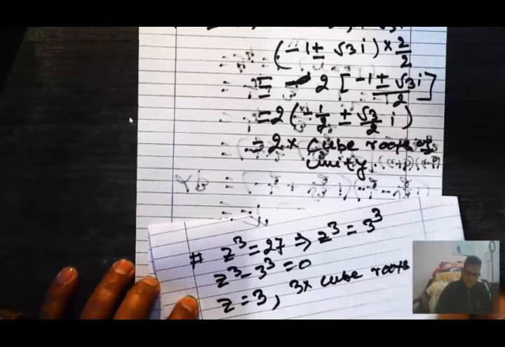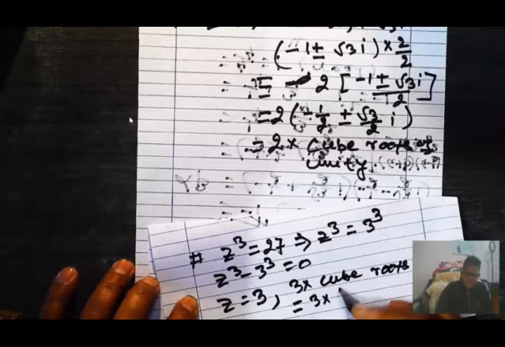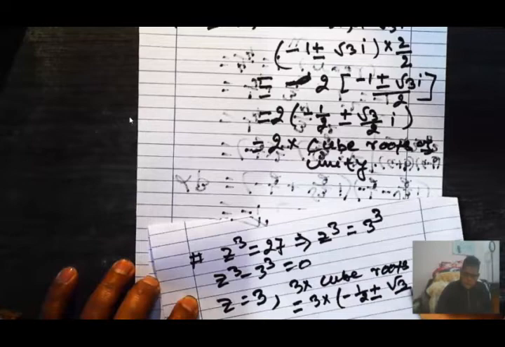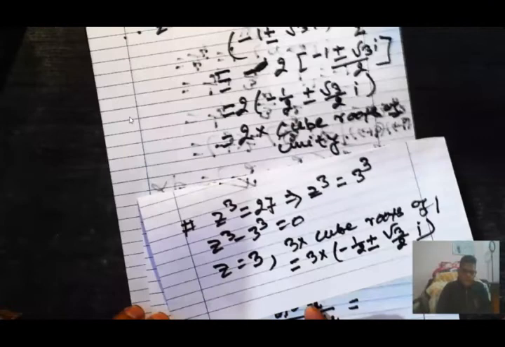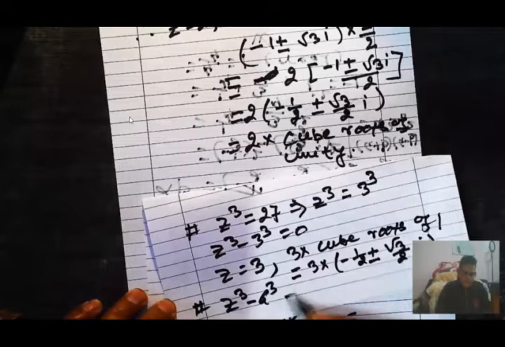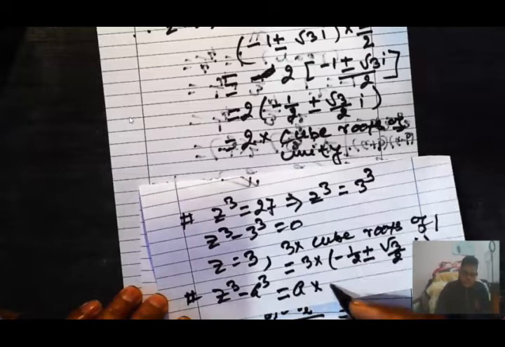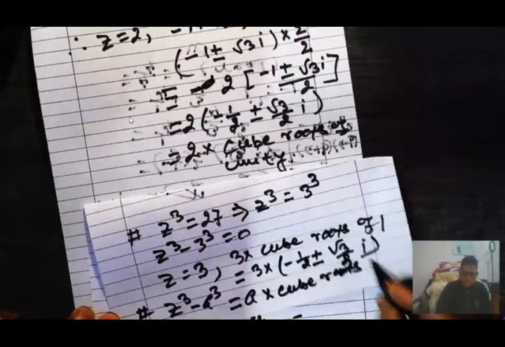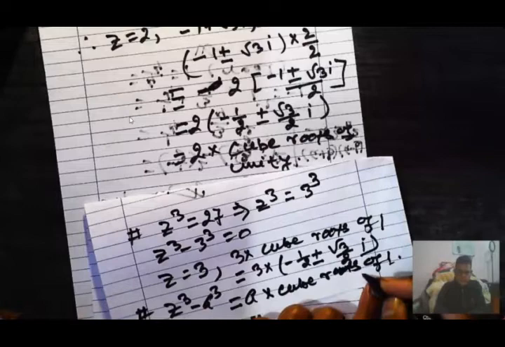Alright, that means another root will be 3 times of minus 1 by 2 plus minus root 3 by 2 i. Okay, and similarly, in general, you can say if it is like this, z cube minus a cube, then that is definitely going to be equal to, for any real number a, a times the cube roots of 1. Okay, so this is very, very important to note down.